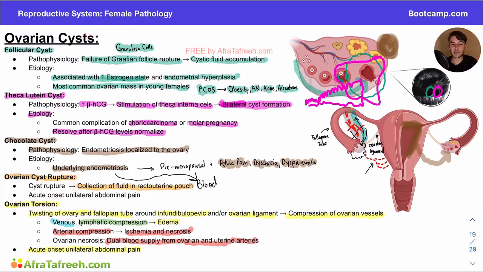And so what's going to help you determine whether it's this or that is going to be our ultrasound. So if we were to ultrasound an ovarian cyst rupture, we would probably see a cystic looking ovary, and we could see some cystic fluid or blood in the rectouterine pouch.